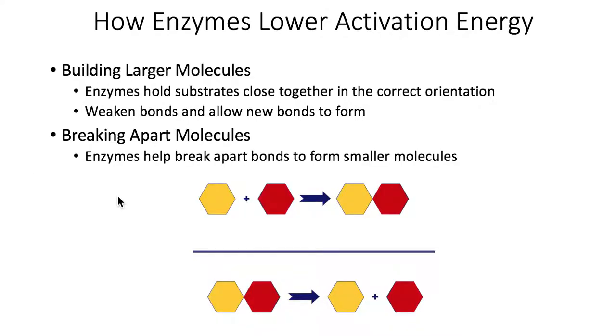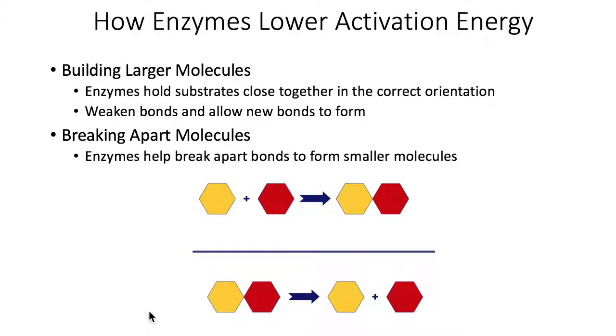So enzymes help in different kinds of reactions. In some reactions, we're trying to build something. So here, for example, we have this molecule and this molecule trying to come together to form this product. Let's say these are simple sugars, right? This could be a glucose and another glucose, and this is maltose, right? And this reaction could be helped by an enzyme. And what the enzyme will do is take these two molecules and hold them close together in the correct orientation so that they can react with each other, and form this beautiful product.